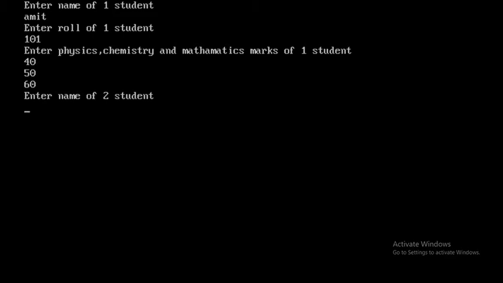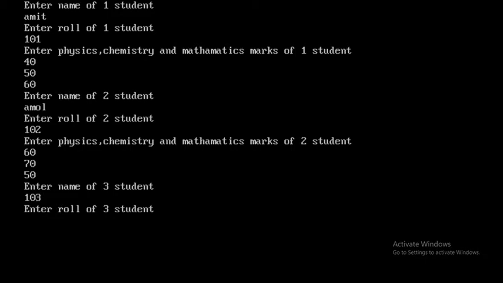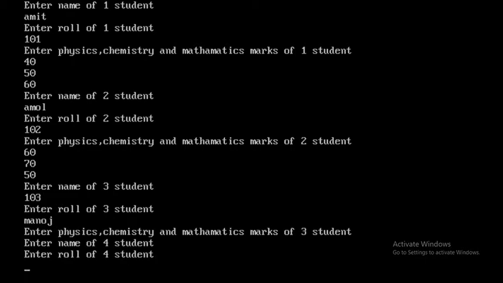Now it is asking details of second student. Suppose name is Amol, roll number 102, and marks suppose 60, 70, 50. Same details we have to provide for third and fourth student as well. So 103, suppose Manoj. Now after providing details of third student, it is not taking marks of physics, chemistry and mathematics.